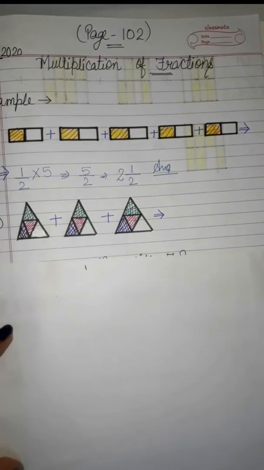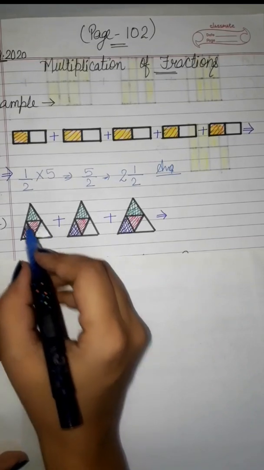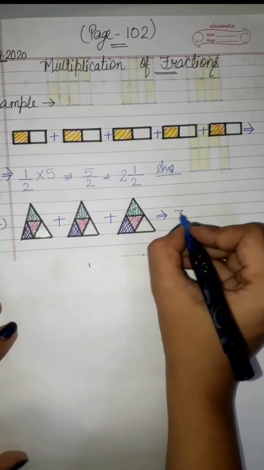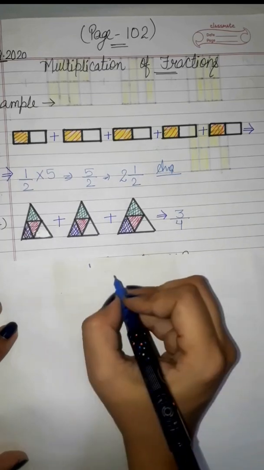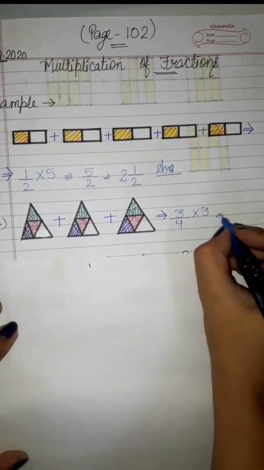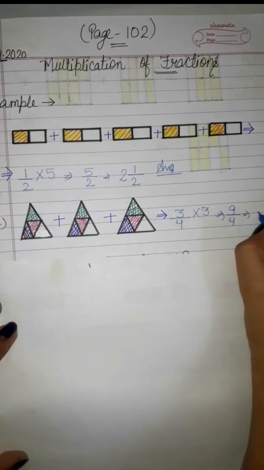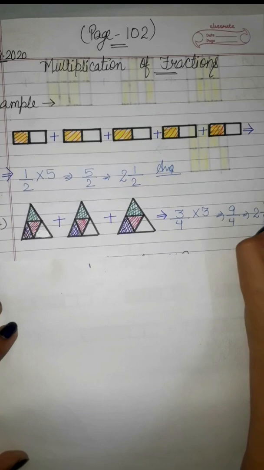Now see one more example. What is the fraction of this shaded part? It will be 1, 2, 3. 3 parts are shaded and total parts are 4. And it is getting repeated thrice, 3 times. So it will be 3 threes are 9 by 4. Now write in mixed. You will get 2 whole 1 by 4.